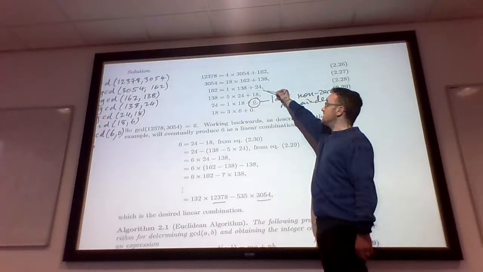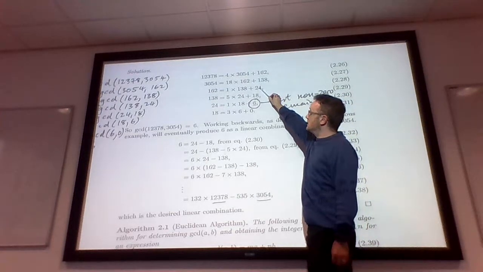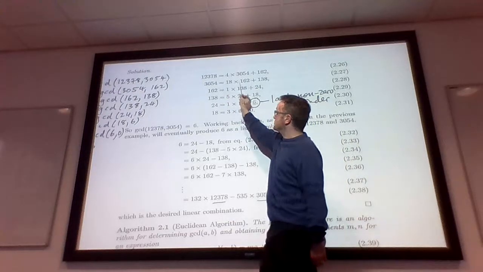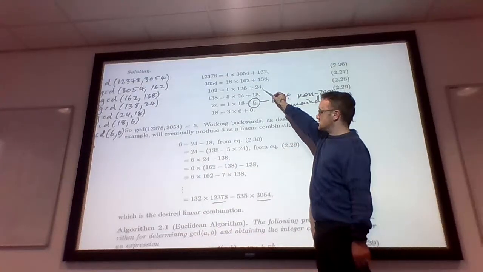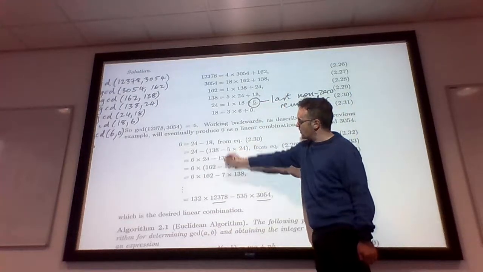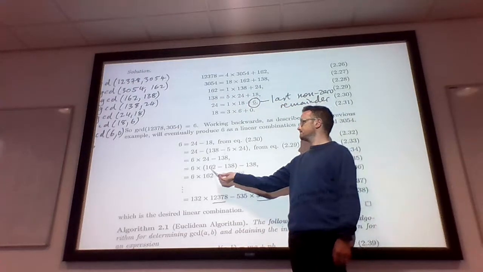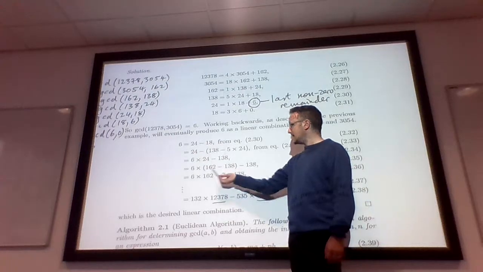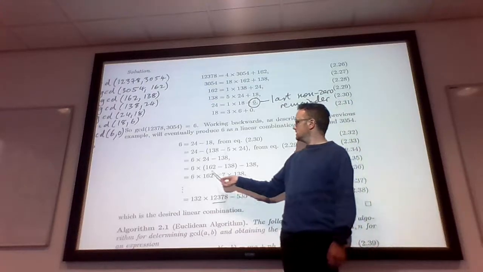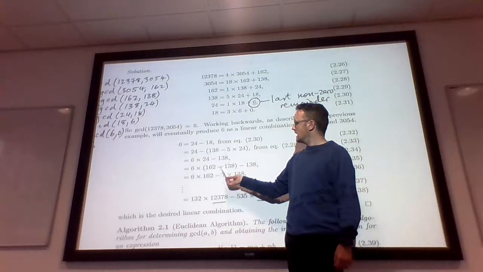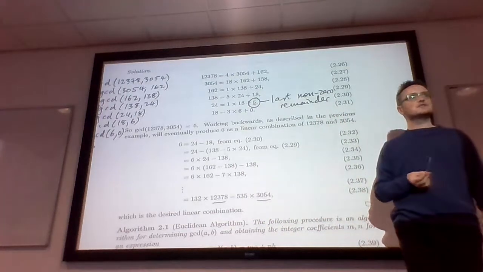But then you look at the previous integer division with remainder. It can express 24 as a linear combination of 162 and 138, the next pair up. So you use this equation to replace 24 with 162 minus 138. Again, collect terms in this equation that you have now. You've got 6 162s and minus 6 minus 1 138, so minus 7 138s.